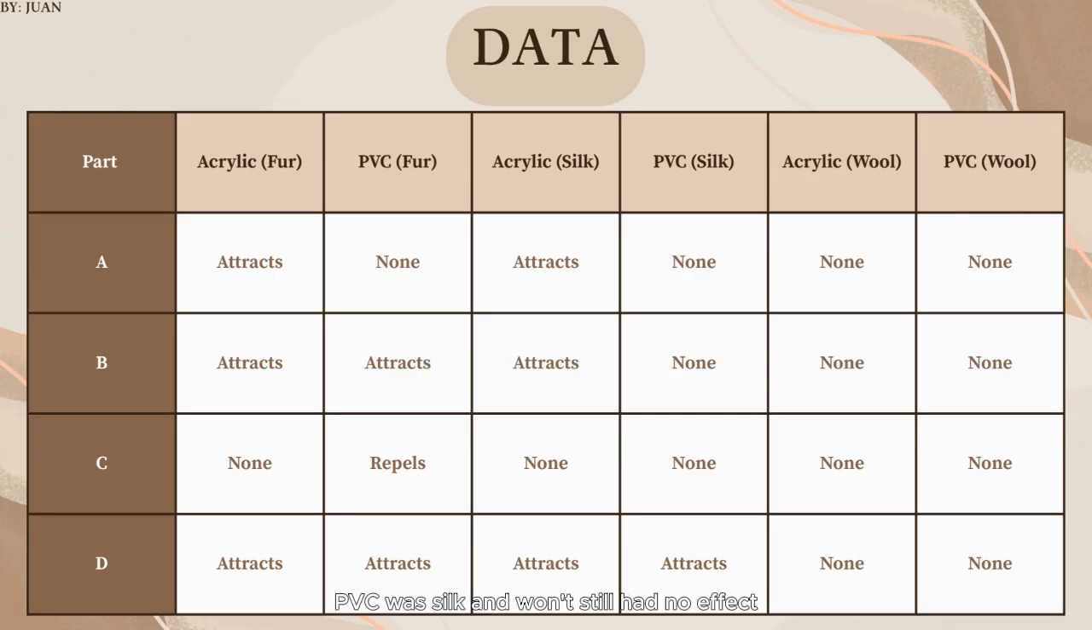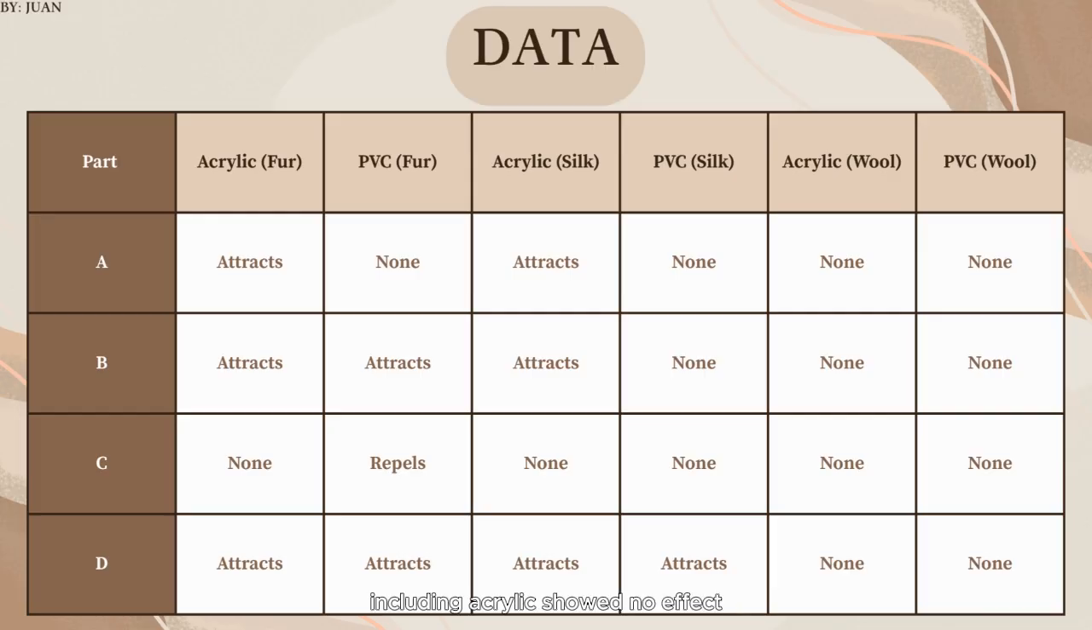However, PVC with silk and wool still had no effect. This supports the idea that conduction or direct contact produces stronger charge transfer than induction alone. Moving to part C, which used the isolated pith ball, only PVC with fur induced a repulsion.